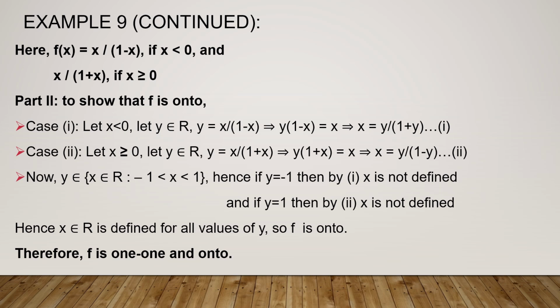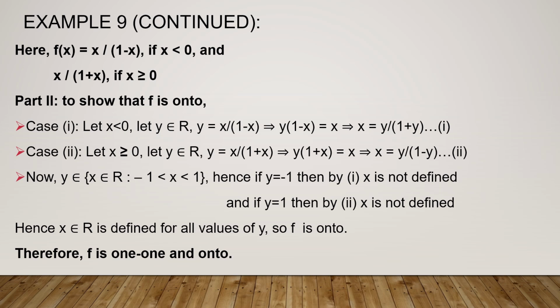Again, I am telling you, whenever you want to show this onto, try to convert it in the form of x. It will become very easy. So now, since your y belongs to R, and this is how R is defined, it is a set of all functions which satisfy the above definition. So x upon 1 minus x in case x is less than 0, simplified, will give you x is equal to y upon 1 plus y. Let this be equation 1.